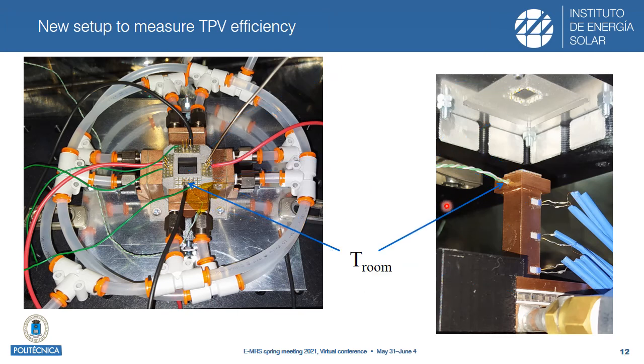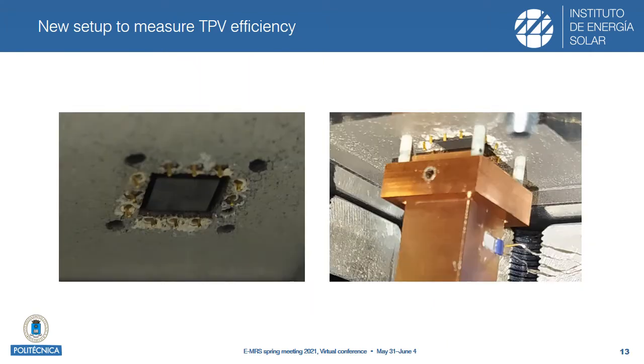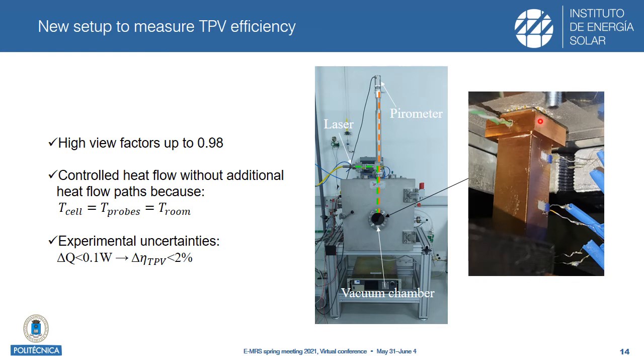So, during the measurements, the temperature of the cell and the temperature of the contact probes are controlled to be equal to the room temperature. This is just a picture to illustrate how the TPV cell is aligned with respect to the contact probes. Once this alignment is done, the TPV cell can approach the emitter to obtain high view factors up to 0.98. All these elements are placed inside this vacuum chamber, where the light of a high-power laser is introduced to heat up the emitter. The temperature obtained as a result is measured by this pyrometer.